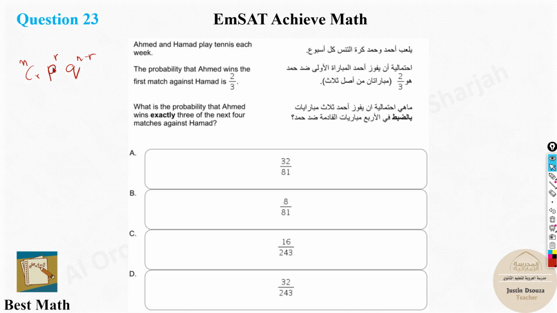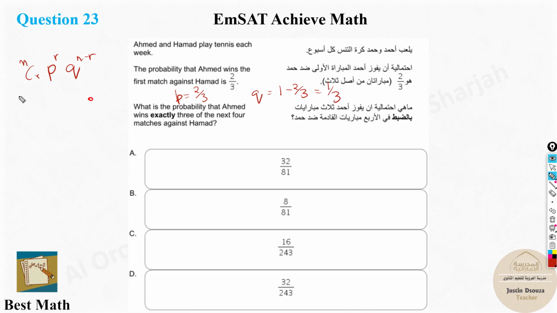And what is P? P is the probability of him winning, that is 2 by 3, to the power R, which is also 3. Q is the probability of him losing, so 1 minus 2 by 3 is the answer over here. And n is 4 minus r. So let me just write it out. P, let it be the probability of winning, which is given: P equals 2 by 3. What about Q? Q is 1 minus 2 by 3, that is equal to 1 by 3.